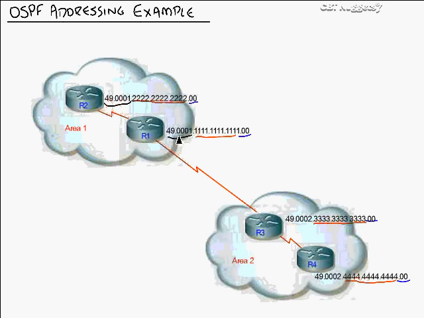Right there, we have 2 routers in the same area. Down here, we have 49.0002. So two routers in the same area there. They have to have the same area ID to communicate within their area.